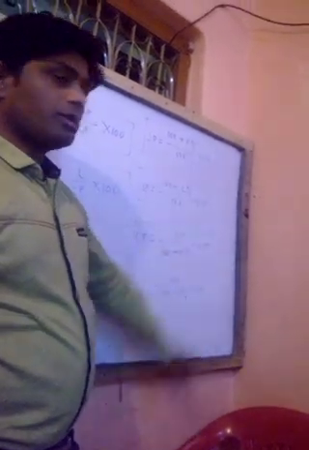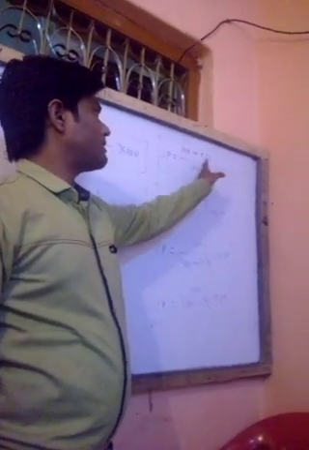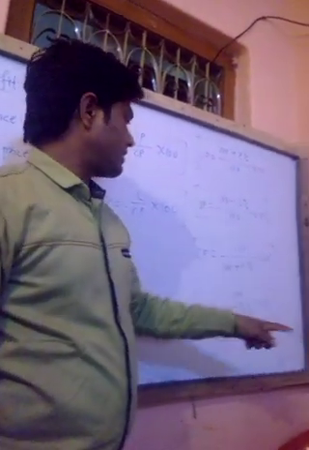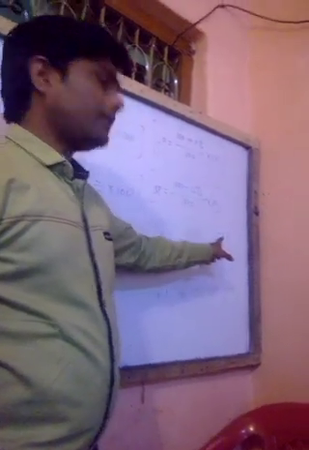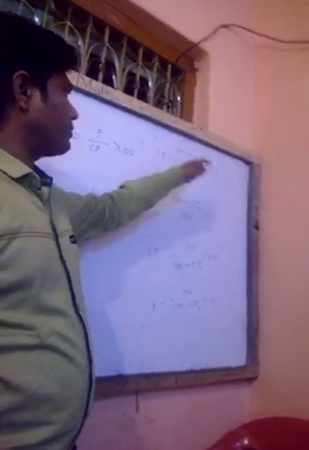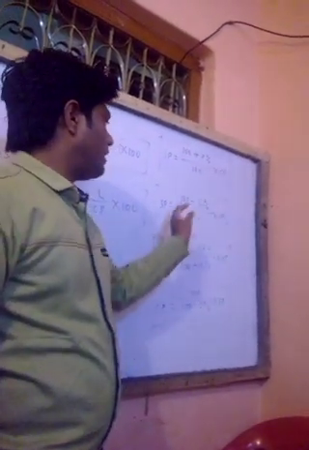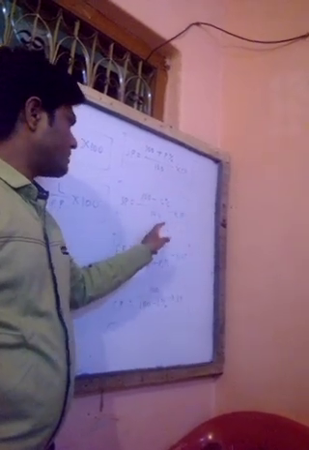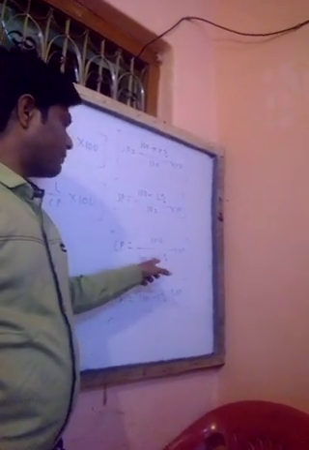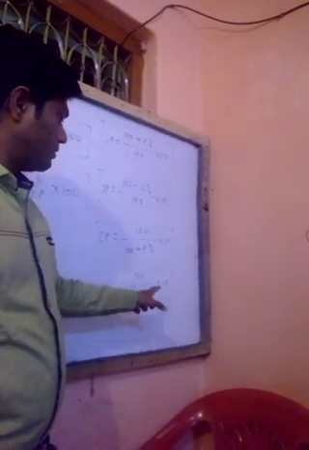So we have four formulas: if I know CP and profit percent, or CP and loss percent, how to find SP, or if I know profit percent and SP or loss percent and SP, how to find CP. First, SP equals 100 plus profit percent upon 100 into CP, or SP equals 100 minus loss percent upon 100 into CP. And CP equals 100 upon 100 plus profit percent into SP, or 100 upon 100 minus loss percent into SP.